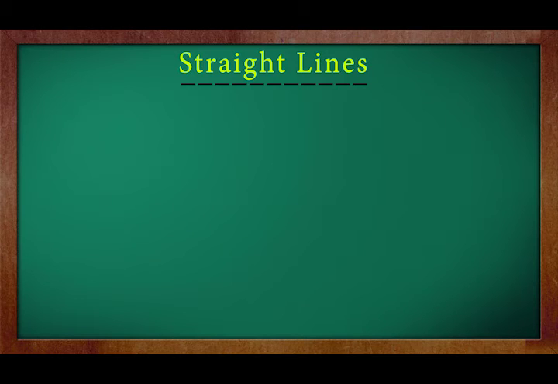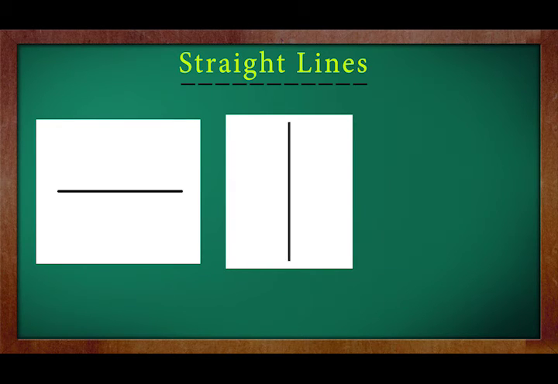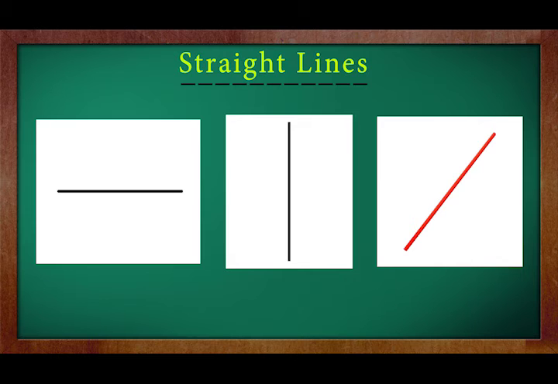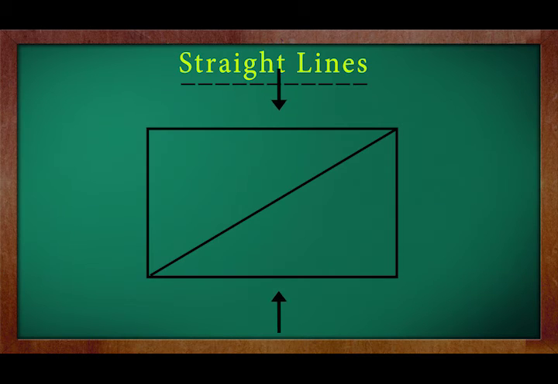Can you identify the horizontal, vertical and slanting lines in the following figure? Look at these lines. These are horizontal lines. So we will write here H. Now look at these lines. These are vertical lines. So we will write here V. And in the middle, this is a slanting line. So we will write here S.